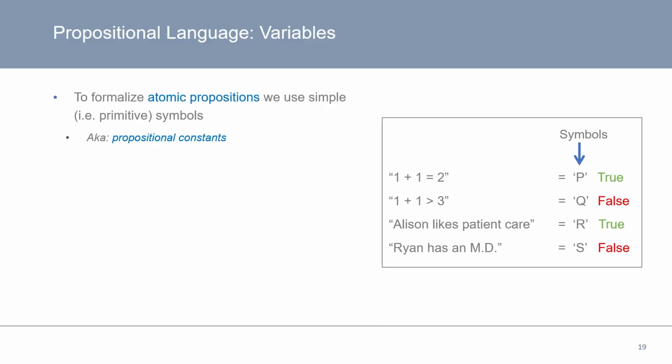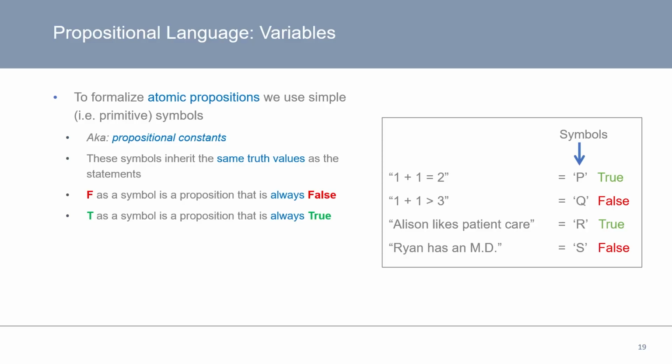Now let's learn more about the propositional language, including its syntax and semantics. First, let's learn about variables in propositional language. To formalize atomic propositions, we use simple symbols. These are known as propositional constants. These symbols inherit the same truth values as the original statements. So for example, the statement 1 + 1 = 2 might be represented by the symbol p, which inherits the same value of true. Of note, there are a couple reserved constants. For example, capital F is a symbol that always represents false, and capital T is a symbol that always represents true.